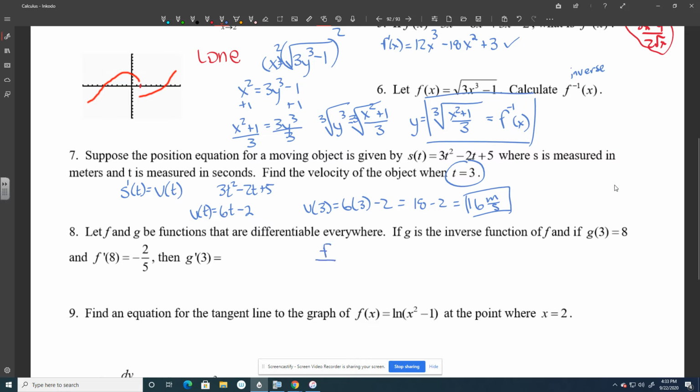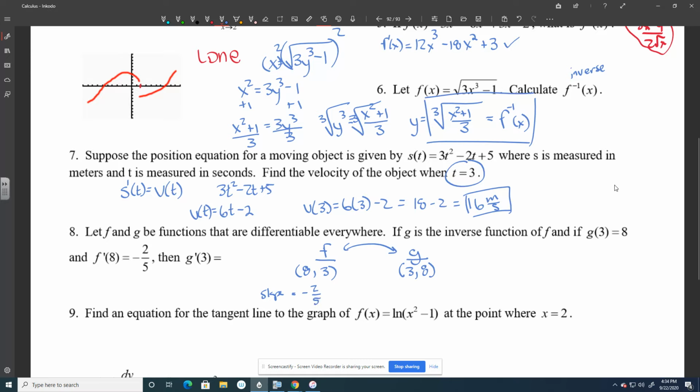So if I have my function f and my function g, I know that g of 3 is equal to 8. So that means if I plug 3 into g, I get an output of 8. And since f and g are inverses, if I plug an 8 into f, I'm going to get out a 3. So my 3, 8 over here becomes 8, 3 for my f function. And then it tells me if I take the derivative of f at 8, I get negative 2/5. So my slope is going to be negative 2/5.